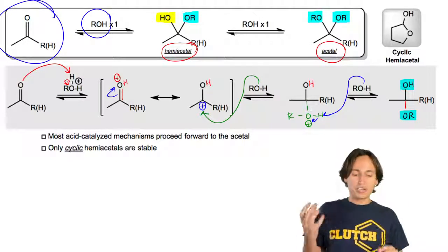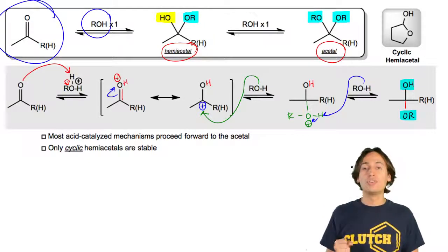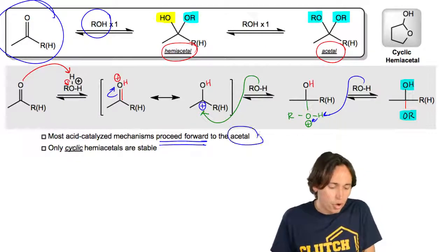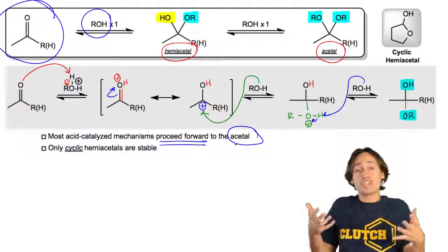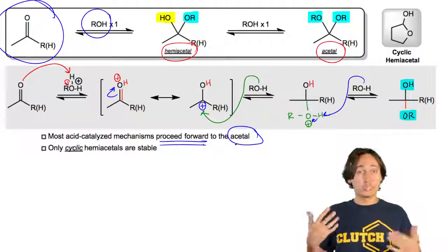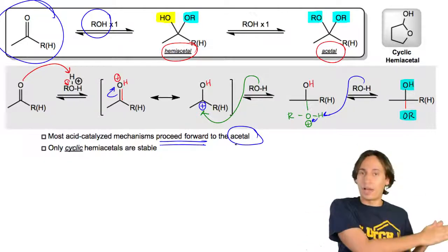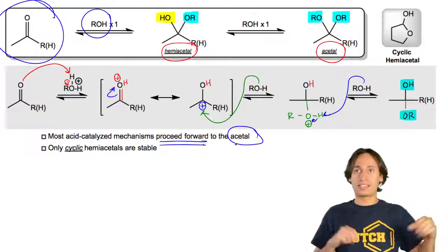Remember that it turns out that even though you can make a hemiacetal with one equivalent of alcohol, most acid catalyzed mechanisms are going to proceed forward all the way to the acetal. They're not going to stop because most reactions have excess alcohol in them. So as long as you have the extra alcohol around, it's going to want to react twice, not once. It's not just going to want to stay at the hemiacetal. It will go all the way to the acetal.